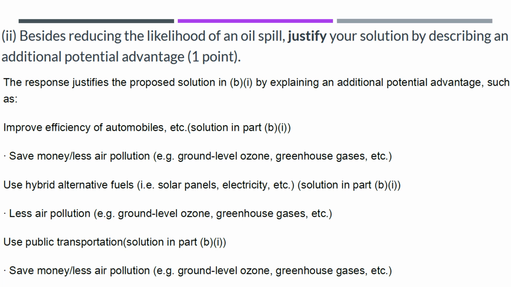So let's see some justifications for the proposed solution. So to improve efficiency of automobiles, again, that will allow us to save money, and then there will be less air pollution. The use of hybrid alternative fuels produces less air pollution. And then finally, use public transportation, saves money, and also less air pollution.